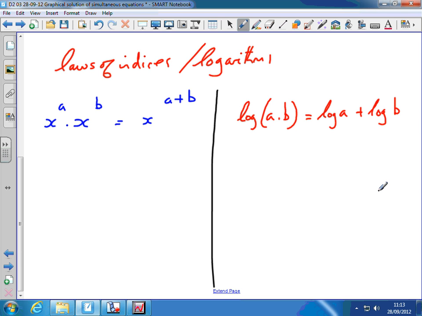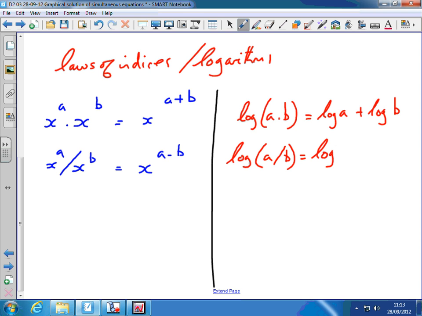Similarly, x to the a divided by x to the b would be minus the powers. So with logarithms, the logarithm of a divided by b is the same as the logarithm of a minus the logarithm of b.